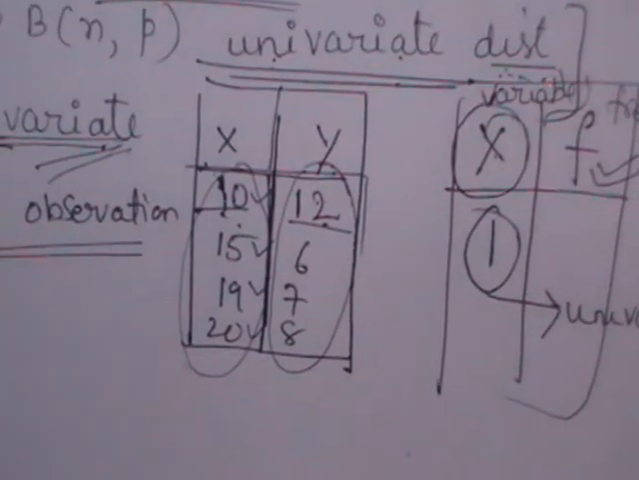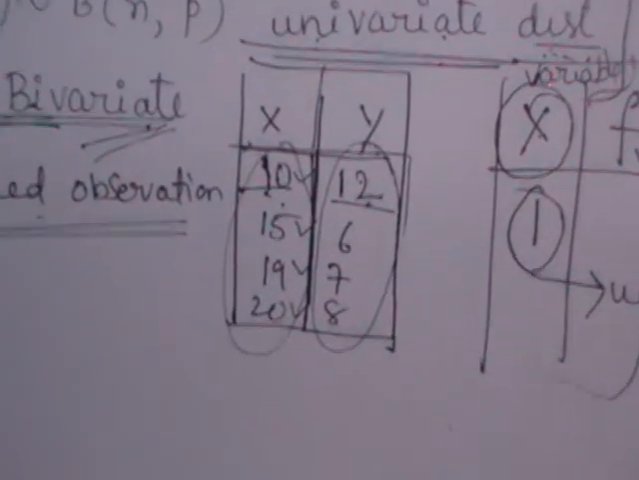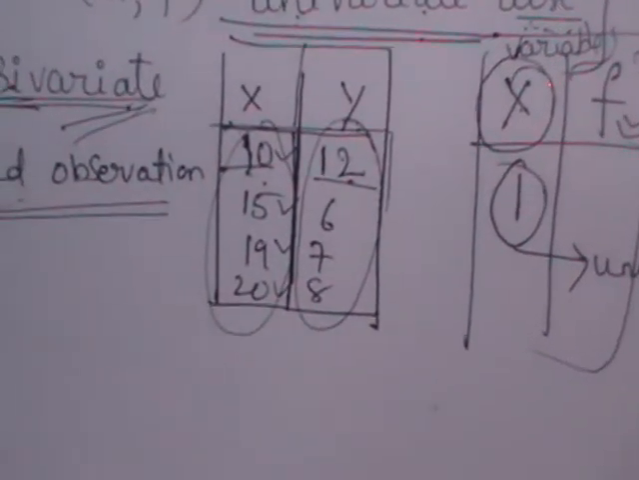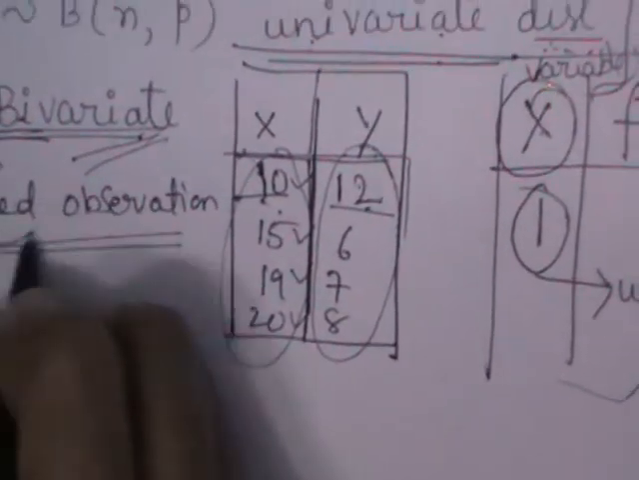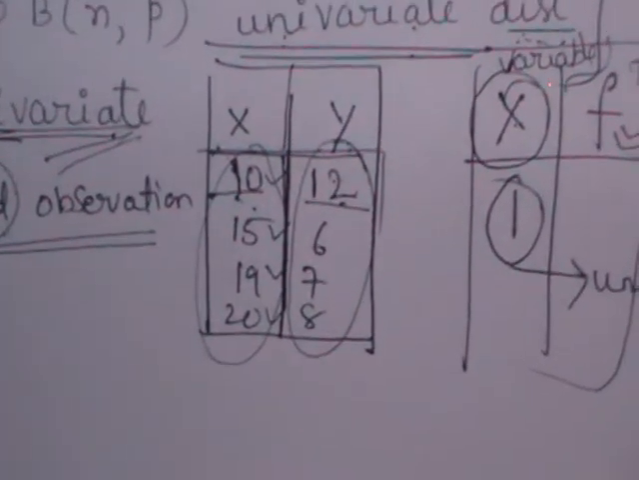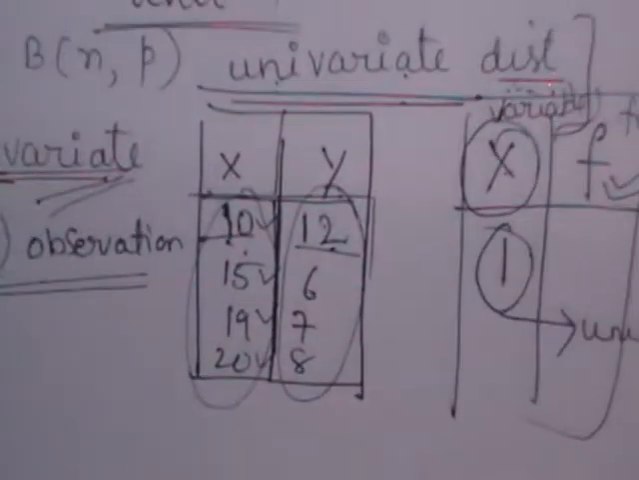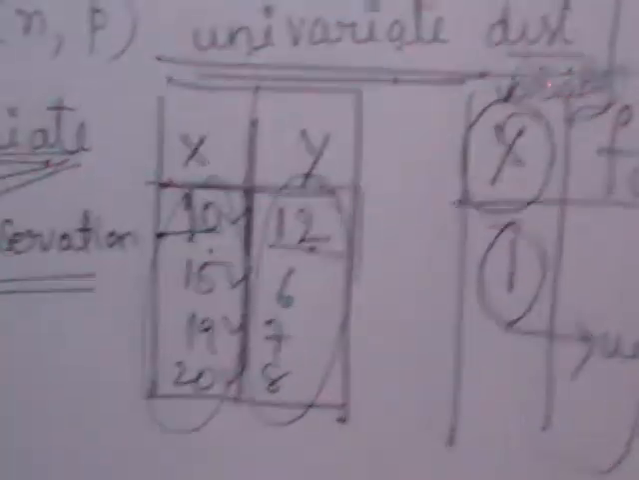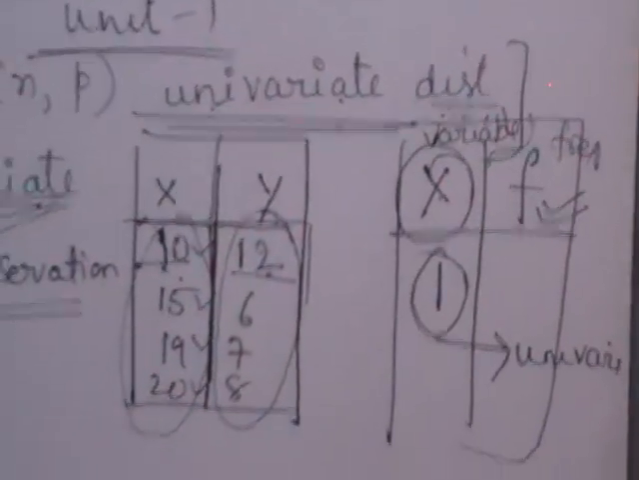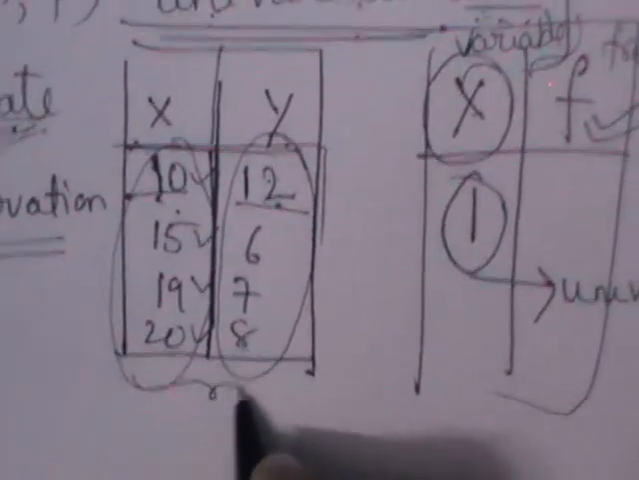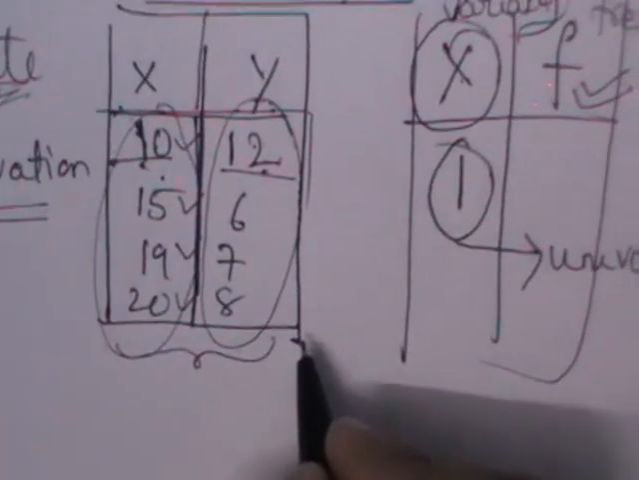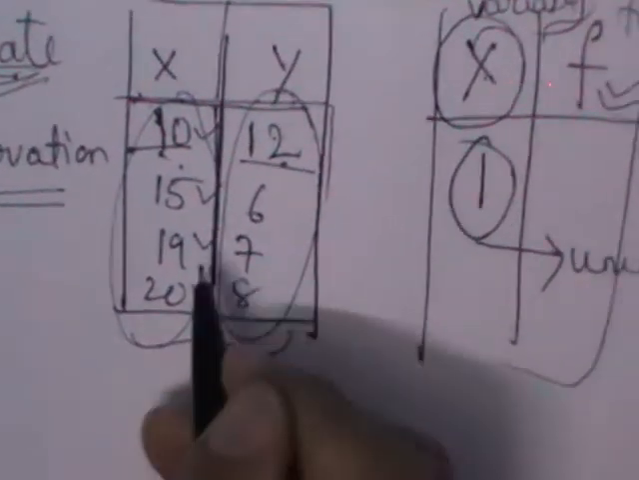Bivariate data is data which involves two variables and the observations are paired together. P-A-I-R-E-D. Pairing means an equal number of observations on both the variables. If there are 10 observations on x, you will have 10 observations on y. So we call these pairing of observations.